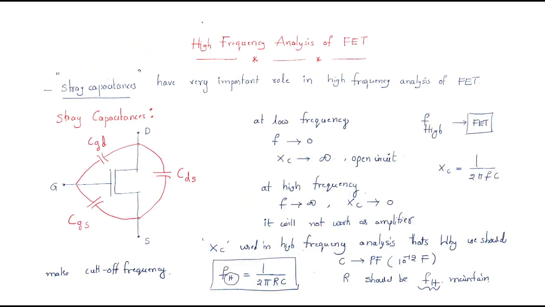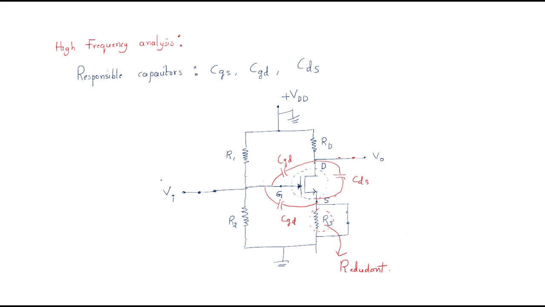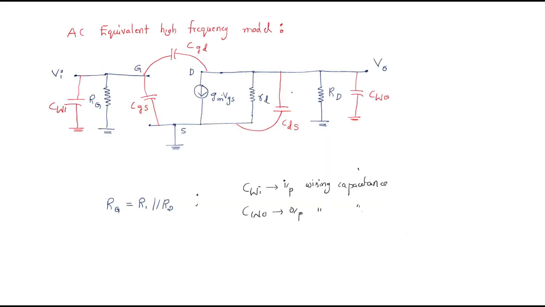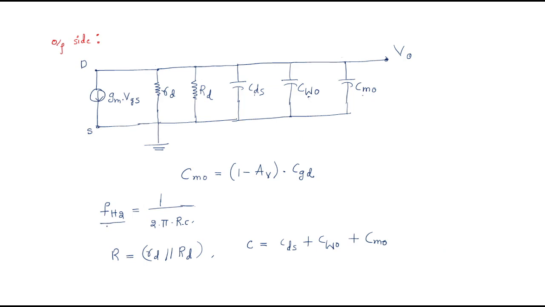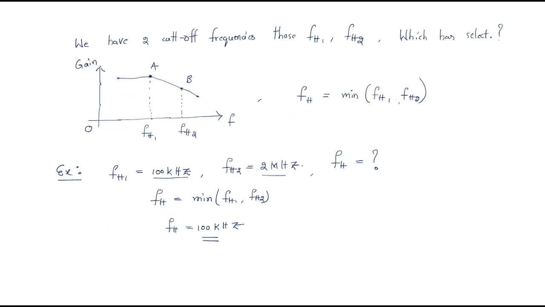So this is about the high frequency analysis of the MOSFET. In the high frequency analysis, it has stray capacitances, and we should draw the high frequency equivalent circuit model. From that we analyze the input side, which gives one high frequency, and the output side, which gives another. We have two high frequencies, and the one to select is the minimum. So this is about the high frequency analysis of the MOSFET.